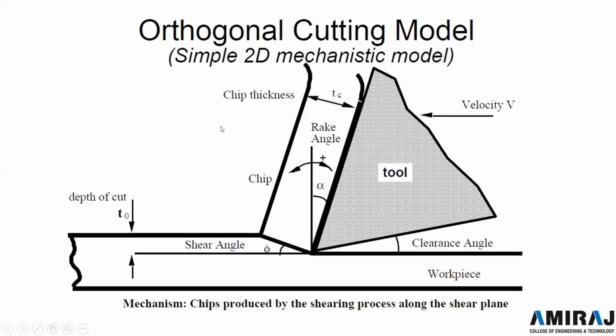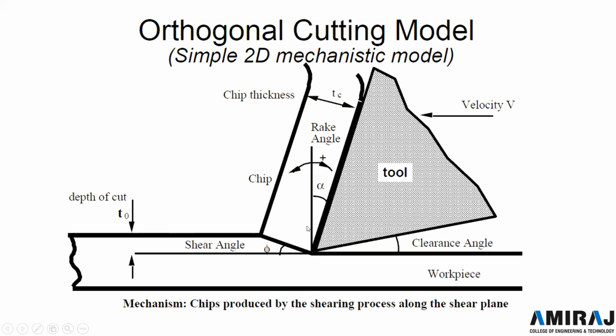So here you can see the orthogonal cutting tool model, a simple 2D mechanistic model. The mechanism is that the chip is produced by the shearing process along the shear plane. Here I have earlier explained that t0 is the initial depth of cut, or the chip thickness before cut, and here tc is the chip thickness after cut.